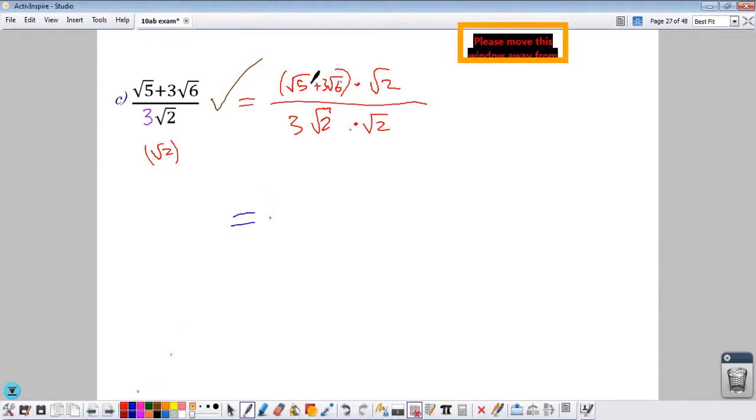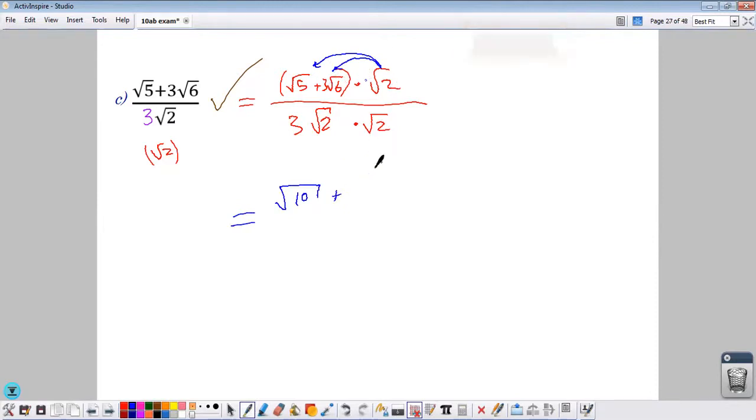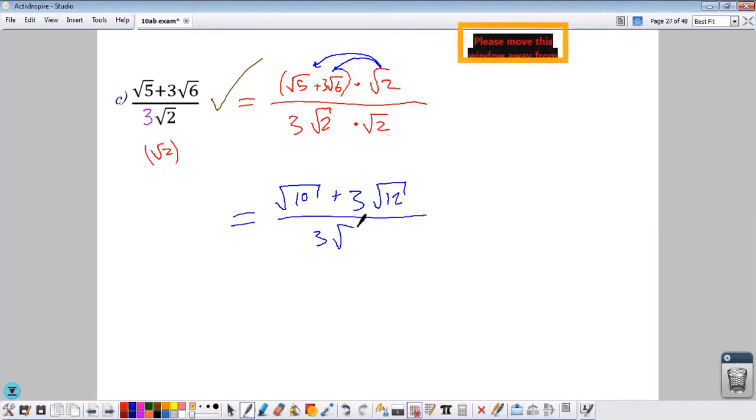Since we have two things inside the parentheses, we should multiply each by square root 2. Square root 2 times square root 5, they are both with square root, so 2 times 5 is 10. 3 square root 6 times square root 2 makes 3 square root of 2 times 6, 12. And the denominator, 3 square root of 4, which we know is going to be 2. 3 times 2 will be 6 in the next step.